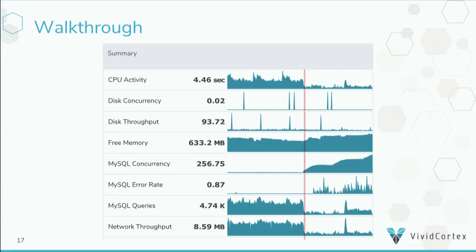So next, I'm going to do a full walkthrough of a system stall and how we diagnosed a particular system stall for a user. In this case, it's a little different from what I showed you before. Again, I'm looking at MySQL queries, which is the throughput, and MySQL concurrency. This is a perfect example of a microstall gone bad. Before I was showing you a 1 second stall. This one is a lot worse because you can see it starts off really small.